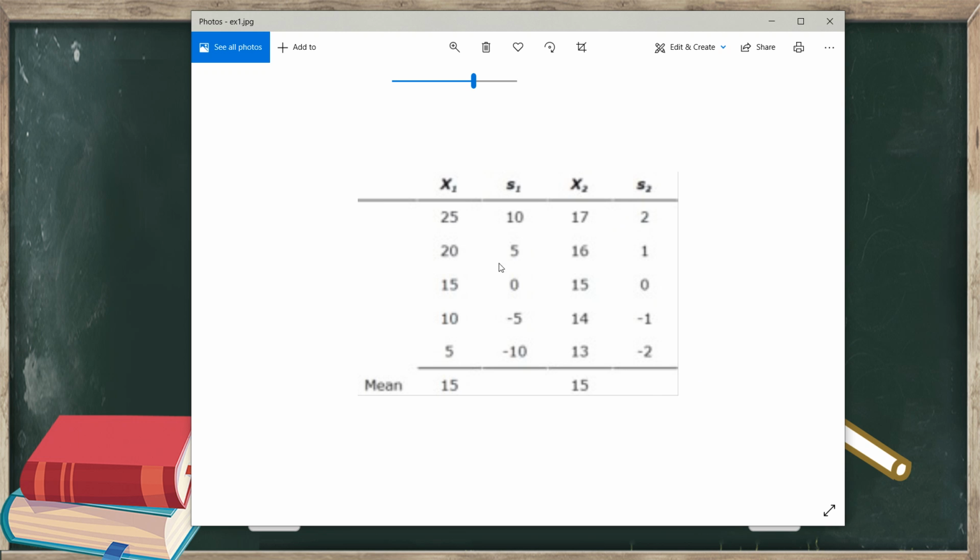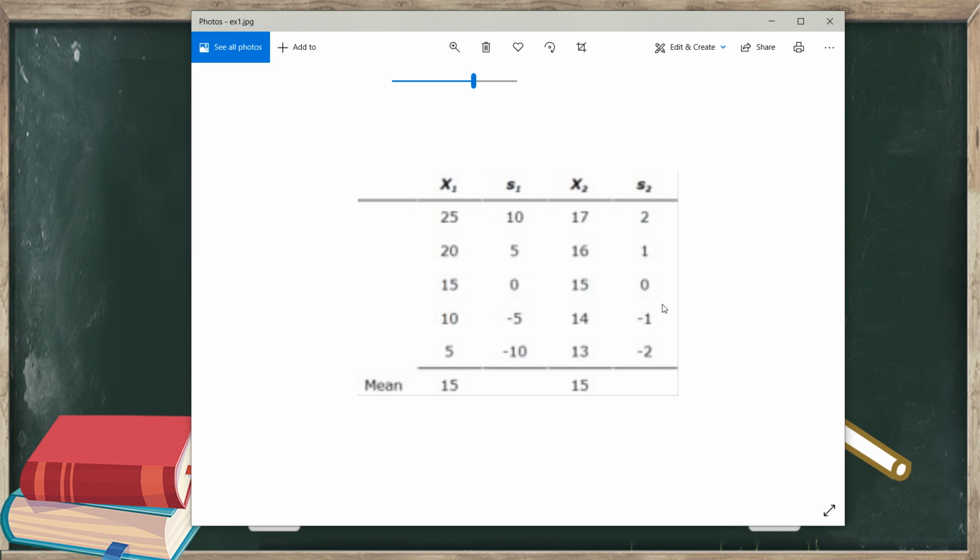Now you can observe one thing: when you find out the totals of the deviations for both the sets, the total is equal to 0. And here also you can observe the same thing. Here plus 2 plus 1 is there. If you add plus 3 you will get, and here also minus 1 minus 2 minus 3.